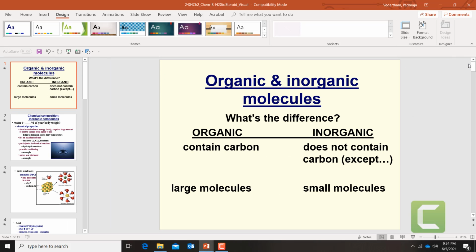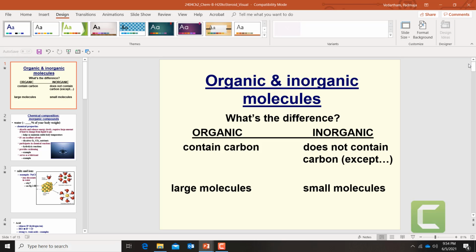Now that we know what molecules are, which are atoms in a specific ratio that combine by forming chemical bonds, let's go into what are organic and inorganic molecules. Any molecule which contains carbon is called an organic molecule. Anything which does not contain carbon is called an inorganic molecule.